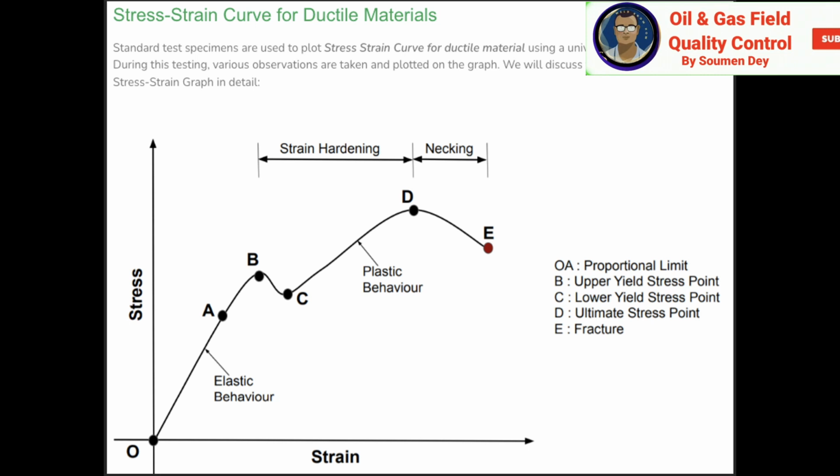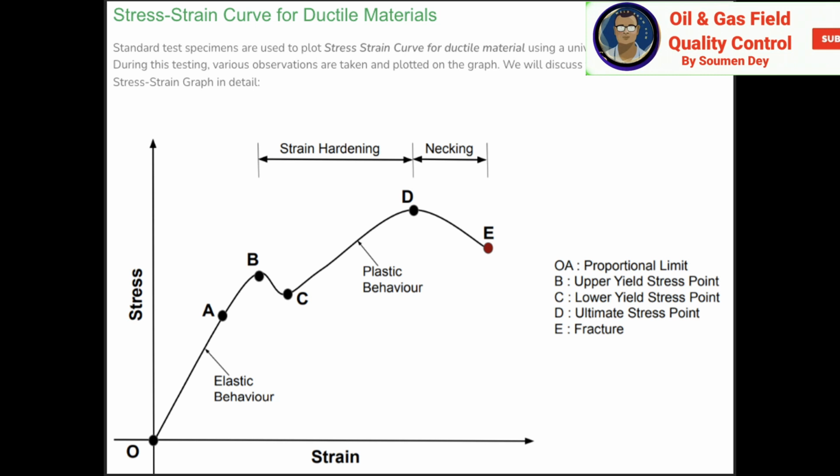Standard test specimens are used to plot the stress strain curve for ductile material using a universal testing machine. During the testing, various observations are taken and plotted on the graph. We will discuss various points of the stress strain graph in detail. Proportional limit. In the graph, you can see the point from O to A. According to Hooke's law, proportional limit is the limit where stress is directly proportional to strain.